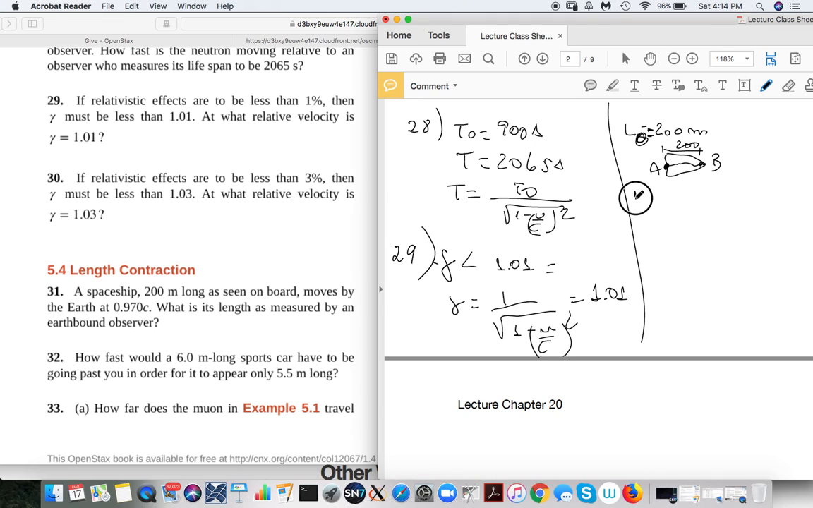And it moves by Earth with a given speed. What is the length measured by an earthbound observer? So now, how are we going to see that? Length contraction: L is equal to L naught times the square root of 1 minus u squared over c squared. Okay? And then you apply the formula. This is your proper length, which is 200, and this is what we see. So we see the spaceship slightly squished. Okay?